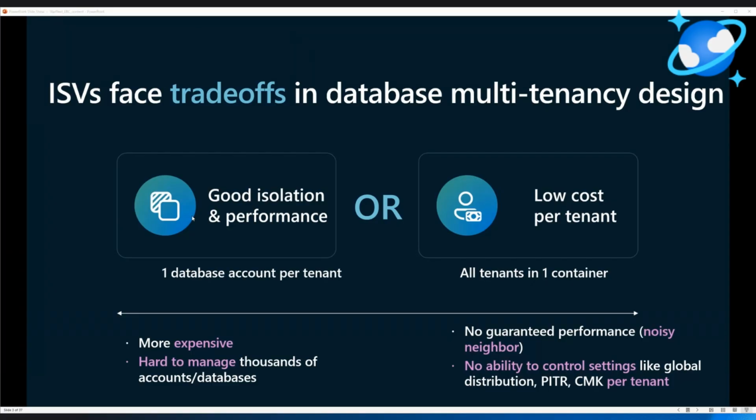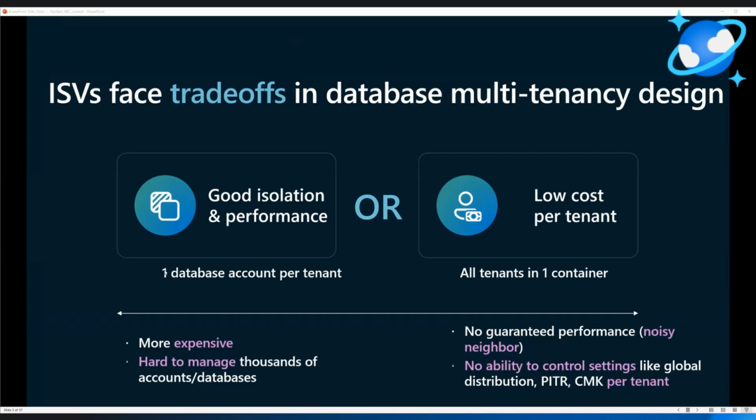Typically in Cosmos DB, when you're using the database to store the data, ISVs, these kinds of customers typically choose one of two design patterns. The first one is they'll make one database account per tenant or per end customer, which typically gives you good isolation and performance. Every customer's data is in their own Cosmos DB instance, and you provision dedicated throughput for each customer, so they all have their own dedicated performance knobs there. The cons of this are it can get more expensive to have so many dedicated RU knobs, and it's also hard to manage hundreds of thousands of accounts and databases.